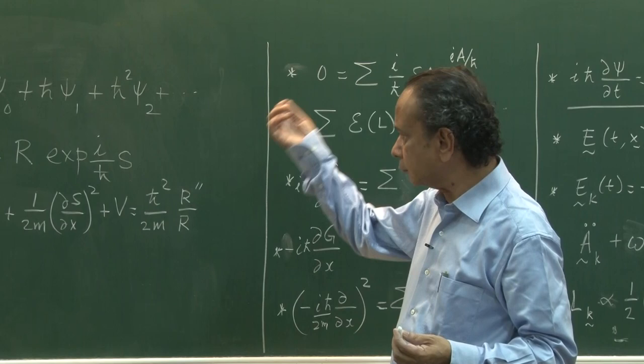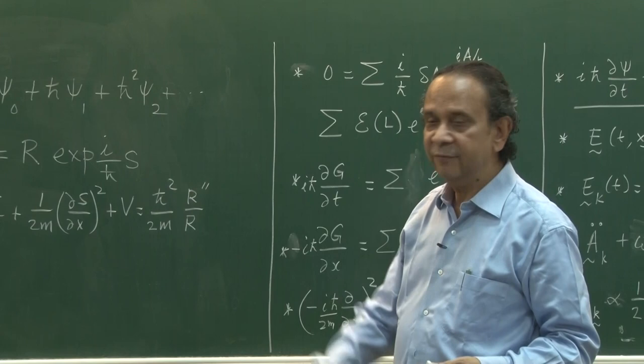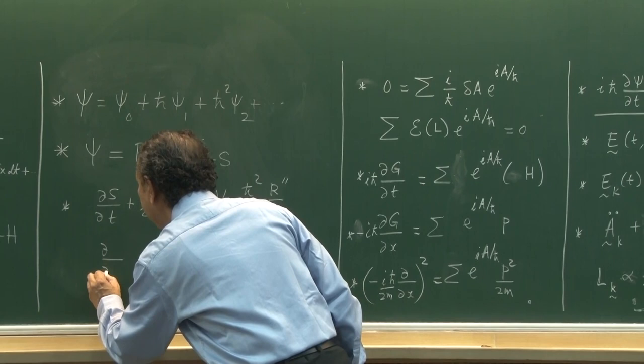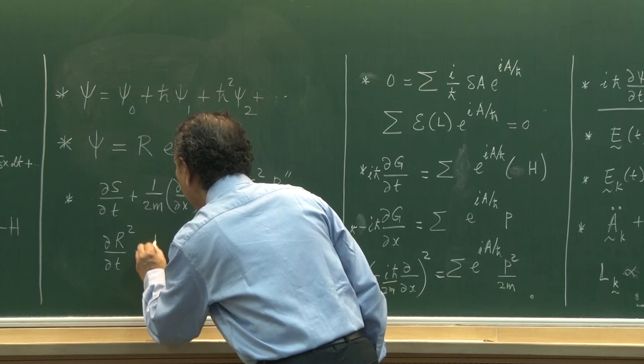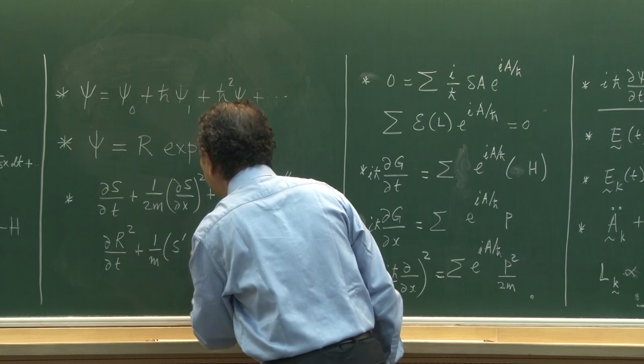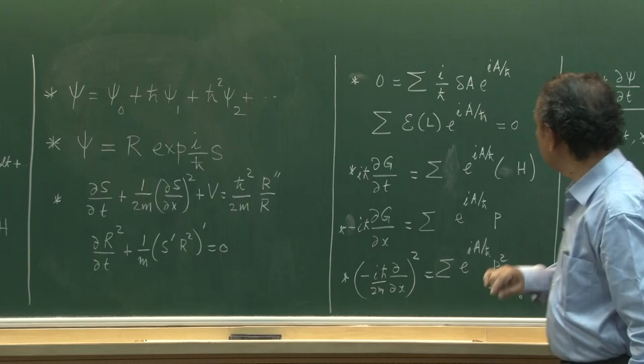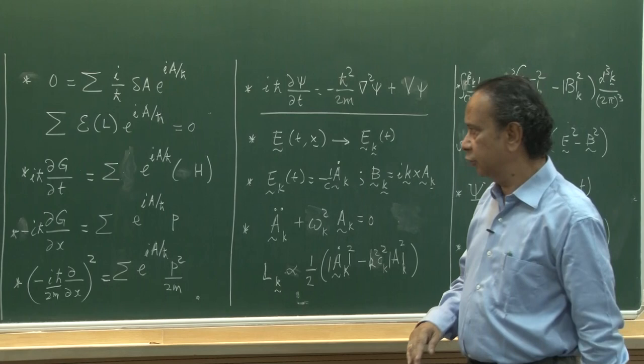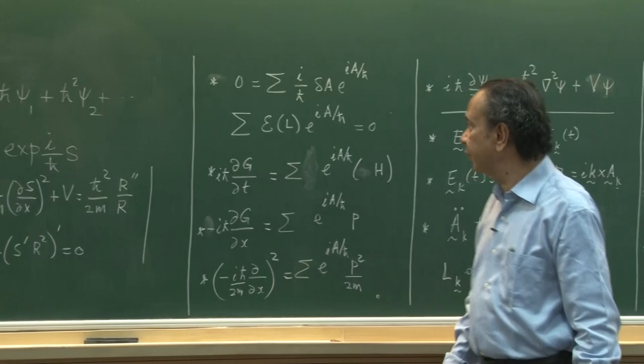Then you will get one more equation for r which I will write down, but we don't need this. It is d by dt of r square plus 1 by m s prime r square prime equals 0. We will not need this, but I just wrote it down for completeness. So, you should verify that. All that you have to do is to take this equation, plug it into this, and then equate real and imaginary parts of this. So, you get two equations. These two equations have exactly the same physics as this single equation.